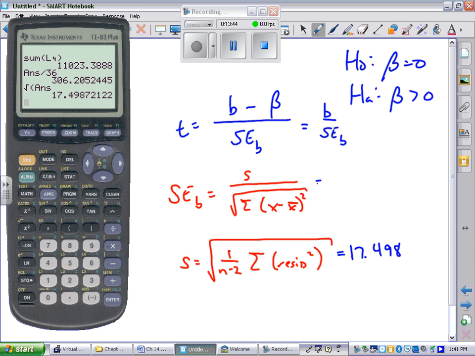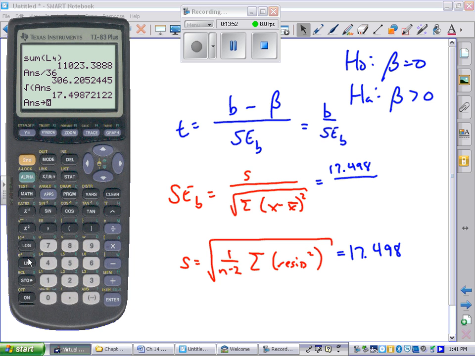So now to find the standard error of B, it's that 17.498. So I know I'm going to need that number again. I'm going to store it into the letter S. I could have stored it into whatever letter I want, but S seemed reasonable. So I'm going to store it into S so I can come back and get all those digits out of it in just a second.